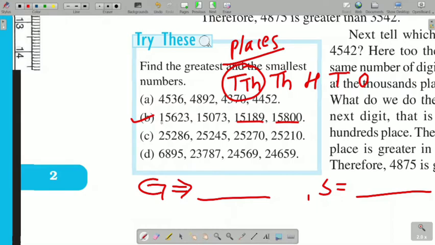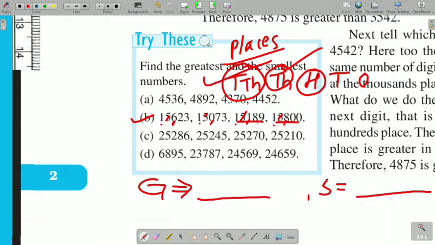So all have 1. You can see 1, 1 and 1. So according to 10,000 place we can't compare it. Now come to the 1000 place. So here is 5, 5, 5 and 5. So according to 1000 place we can't compare. Now come to the next, that is 100 place. So here we have 6, 0, 1 and 8.